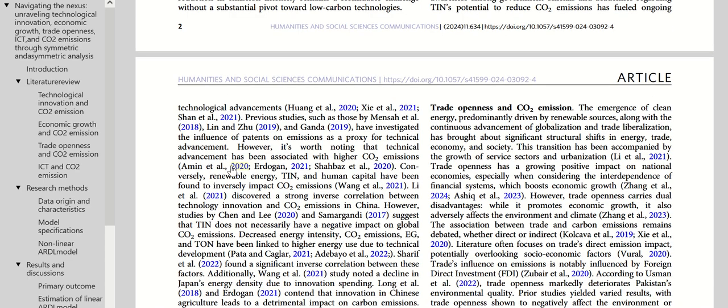And the second one is, however, some studies also say that new technology can increase emission, especially if it increases production and energy usage. So the conclusion is very clear. The impact of technological innovation is not always the same. It depends on the sector, country, and the type of innovation they are using.